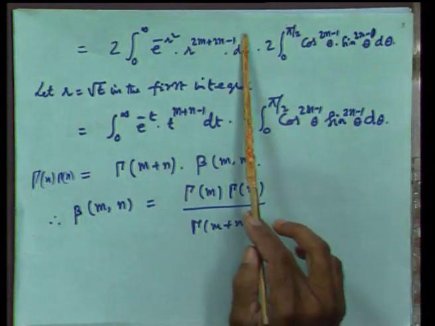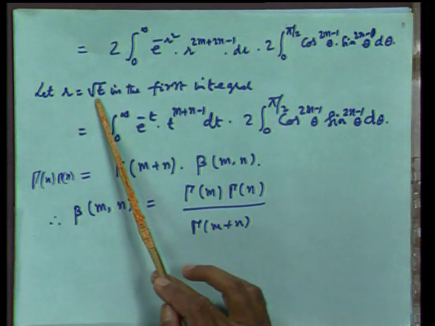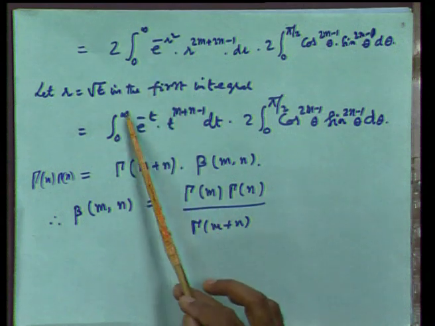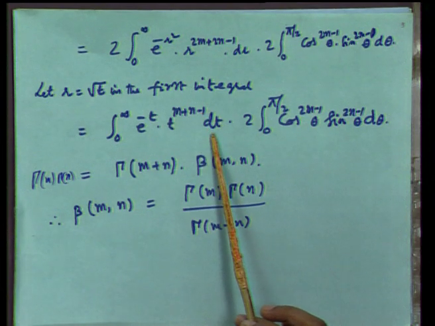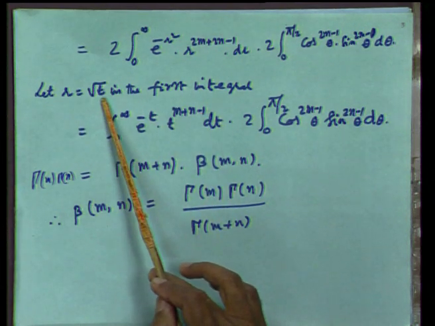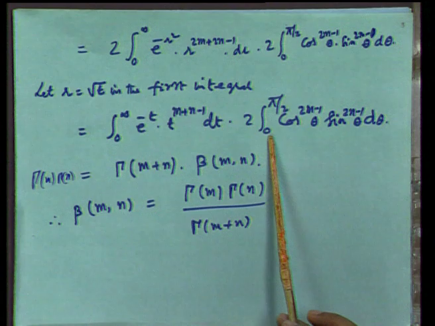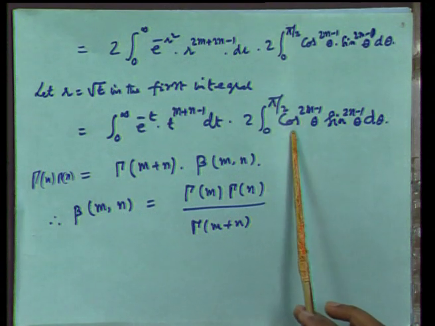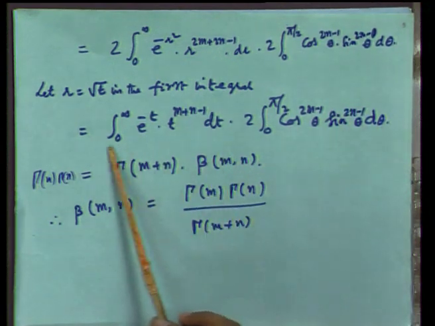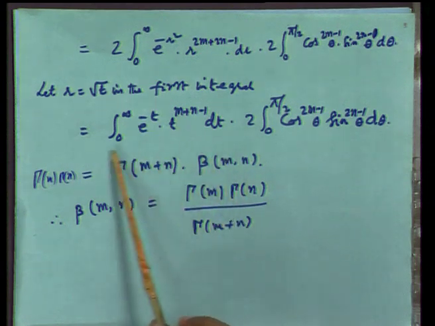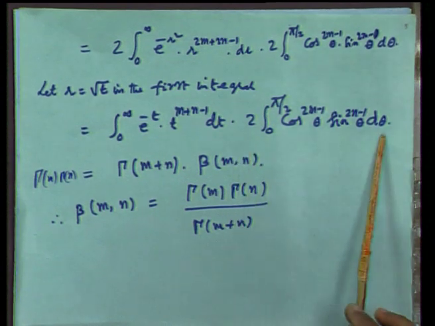The first integral, when you introduce another variable, namely r equal to root t, will get reduced to integral 0 to infinity e power minus t t to the power of m plus n minus 1 dt. R is substituted as root t. So, this will get reduced to e power minus t into t to the power of m plus n minus 1, and this is again 2 into integral 0 to pi by 2 cos to the power of 2m minus 1 sin to the power of 2n minus 1 d theta. You can observe that, as per the definition of the gamma function, this is gamma of m plus n. Again, this we have shown as the beta mn.